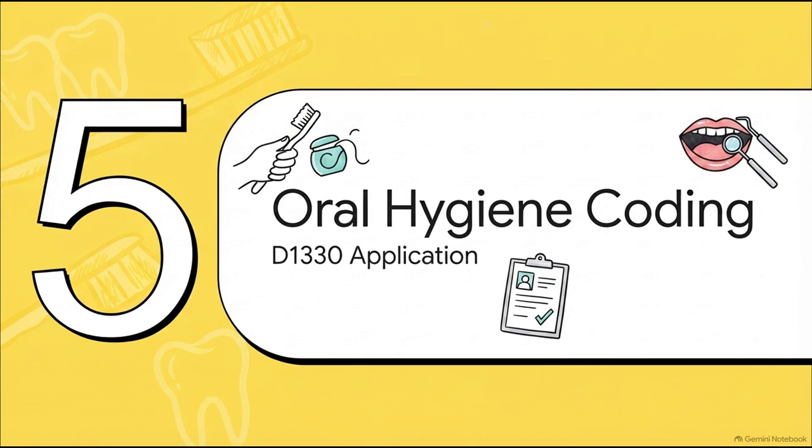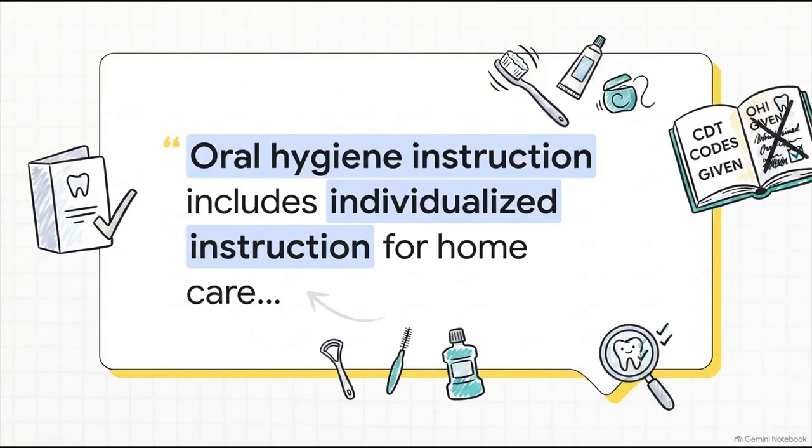Section 5. Coding Oral Hygiene Instructions. Let's look at exactly how we apply a descriptor narrative in the real world to a common preventative procedure. This brilliantly illustrates the point. This is the exact descriptor for code D1330. It shows precisely how auditors expect your chart to match the literal definition of the service. You can't just scribble "OHI given" and call it a day. You have to actively demonstrate the individualized instruction.